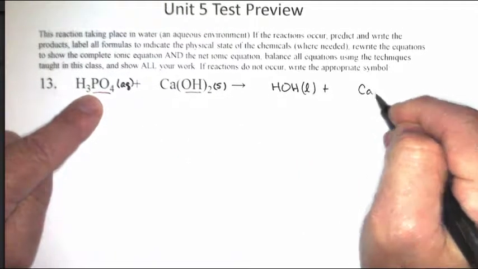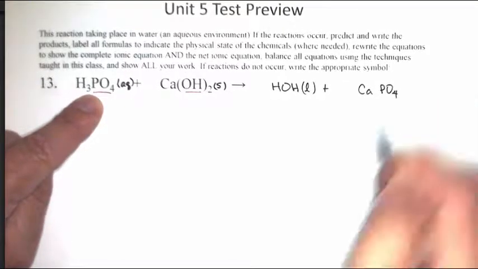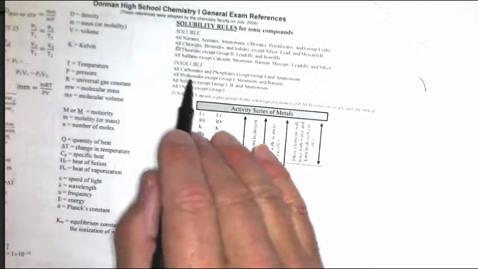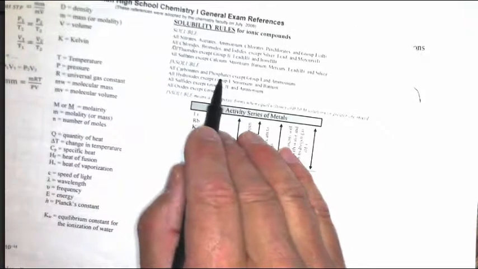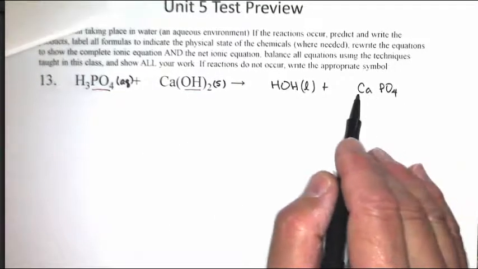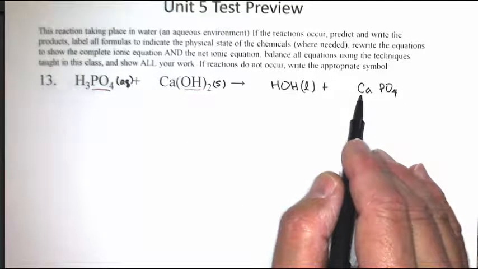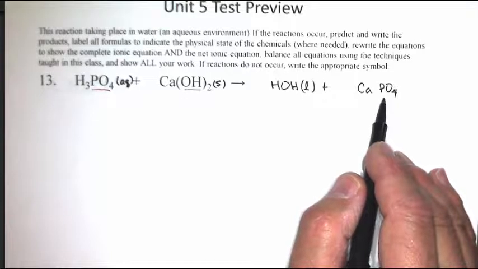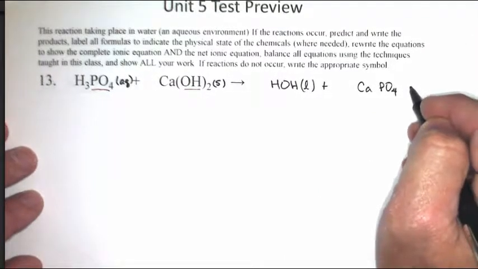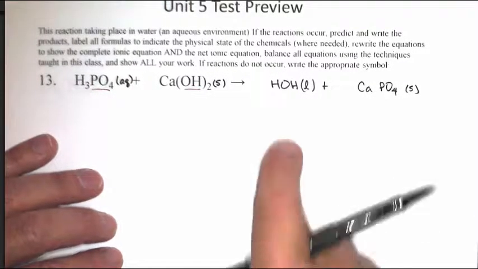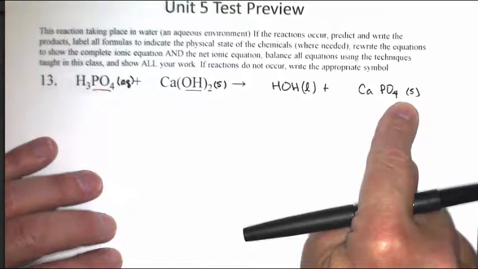We need to figure out the physical state for this. And we said here that phosphates are insoluble except with group 1 and ammonium. This is not in group 1. It's in group 2, we said. It's the calcium. It's certainly not ammonium. So since most phosphates without those exceptions are insoluble, this is insoluble and it's going to be a solid. So we have actually two driving forces here. Formation of a liquid, formation of a solid. Okay, so this definitely is going to move forward.